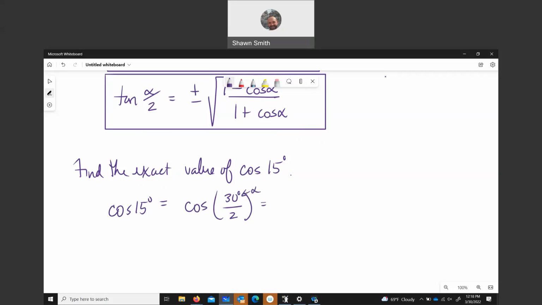So here's our alpha right there. So the formula is going to be the plus or the minus of the square root of 1 plus the cosine of 30 degrees all over 2. But which one do we choose, the plus or the minus? Where's 15 degrees? Quadrant 1, so everything's positive in quadrant 1, so throw out the negative and evaluate. Cosine of 30 degrees, square root of 3 over 2.